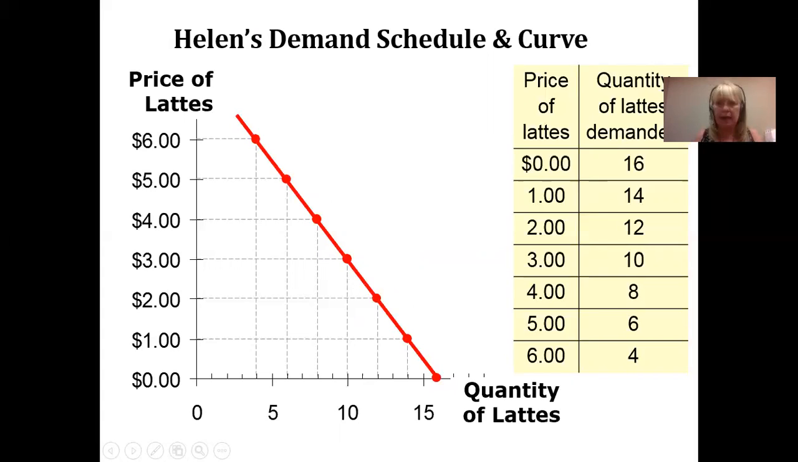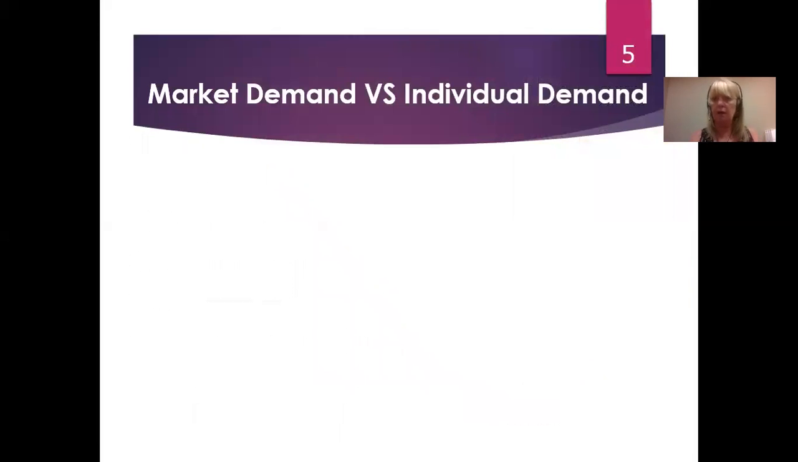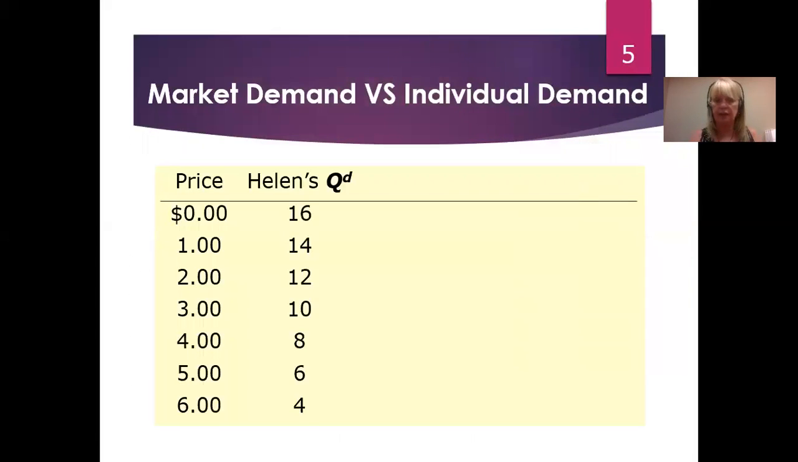What if you had more than one person in this market? What if we wanted to look at not just Helen, but what if we wanted to look at the city, or all of the customers for this particular Starbucks or whatever kind of store this is? Then you would look at market demand. Market demand is found like this.